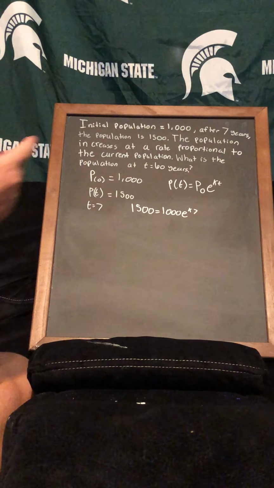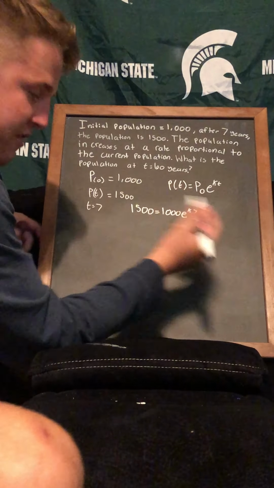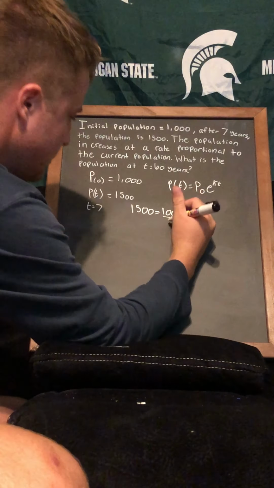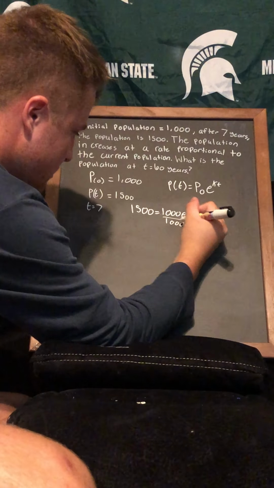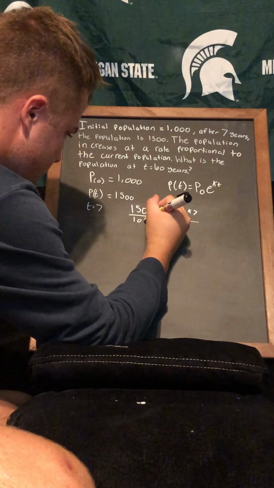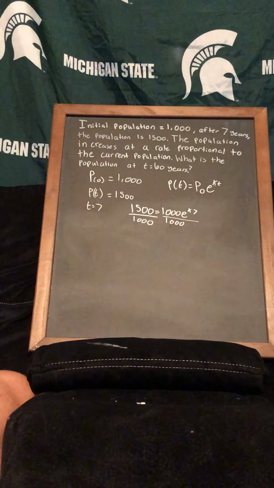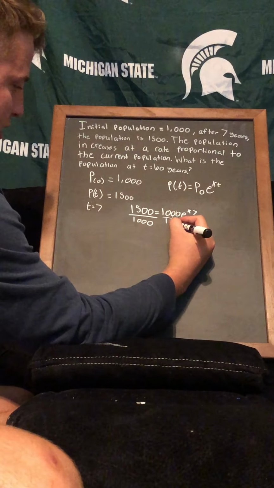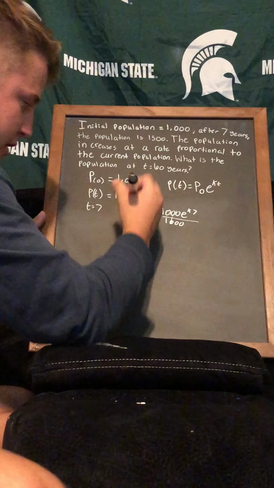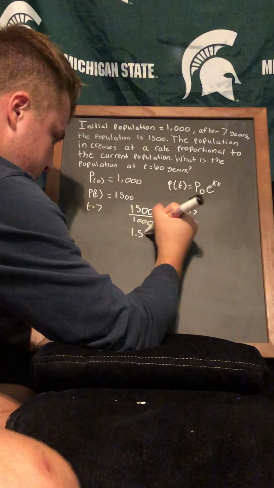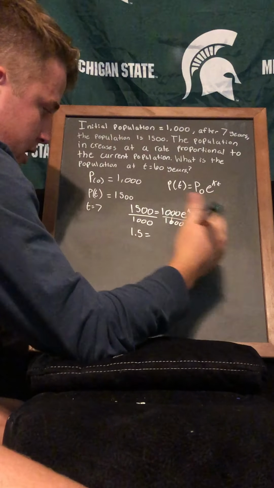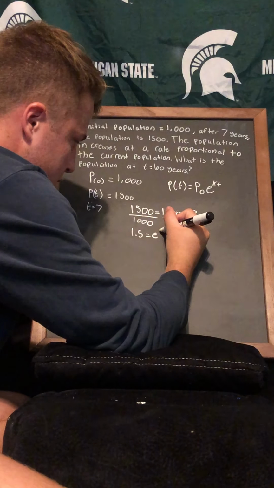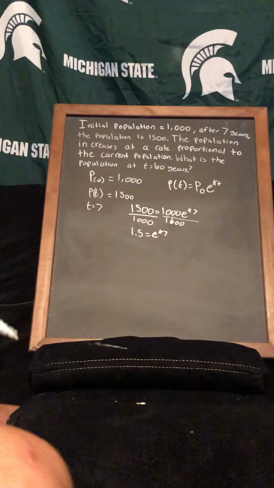So to solve for k here, the first step you're going to do is divide by 1,000. All right, and then obviously here, the thousands will cancel, and you will get 1.5. So then 1.5 equals e to the k7.